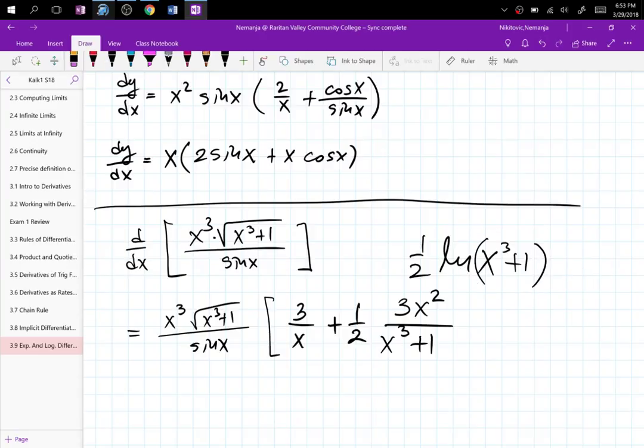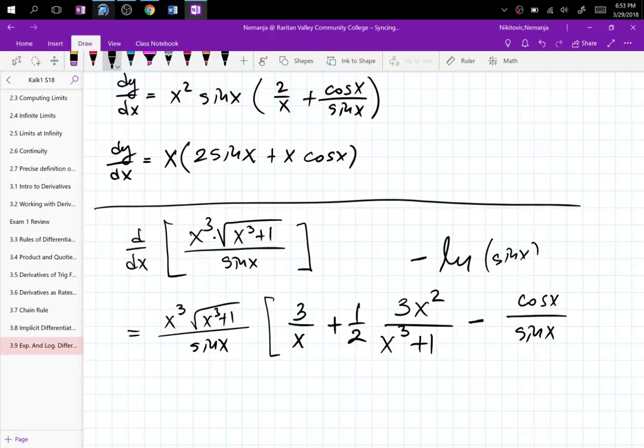And then the last term is in the denominator, and it's sine x. So that one is going to be negative. Put sine x here, and the cosine x on the top. Right? Because the derivative of sine is cosine. And we're done.